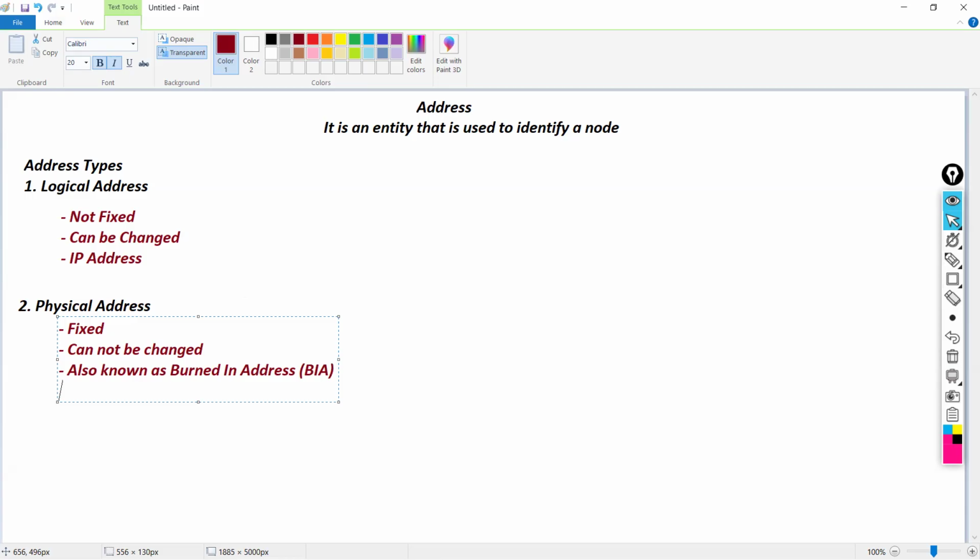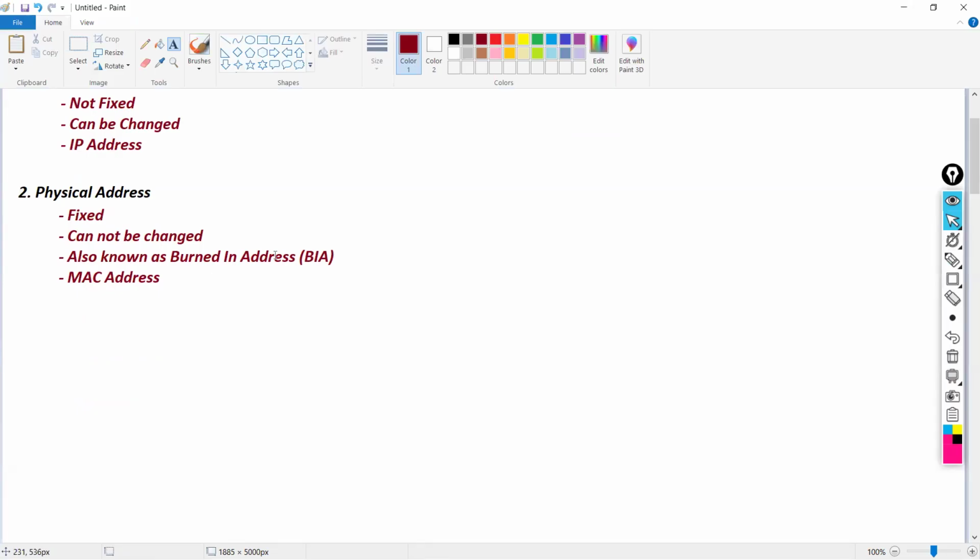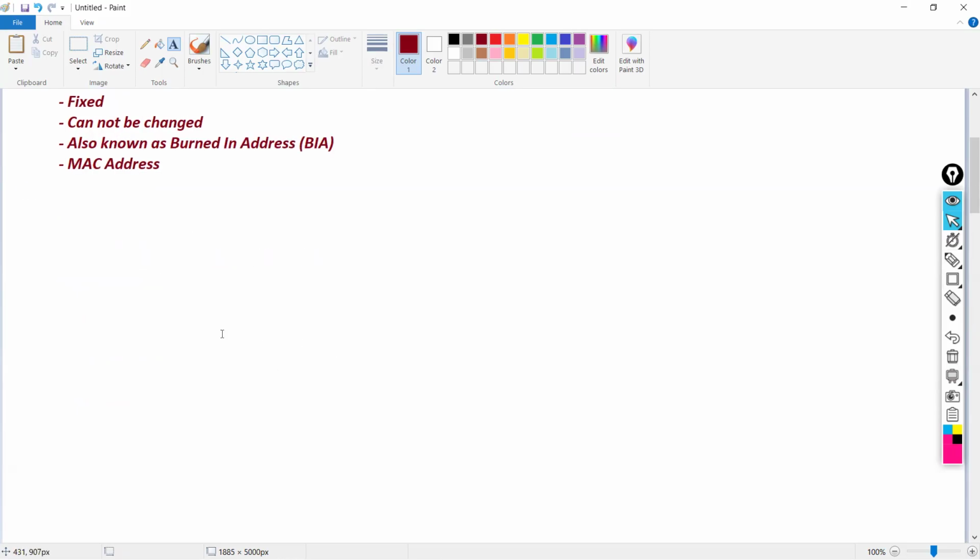Example is what here? MAC address. Okay, this is clear. Sometimes you call it a burned in address, sometimes you call it a hardware address also. Now let's talk first about the MAC address.